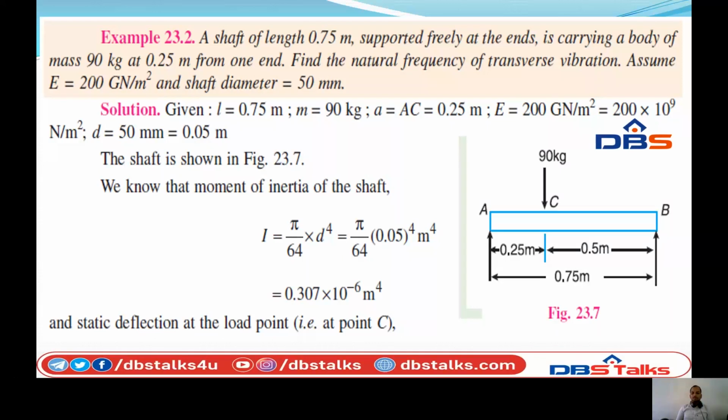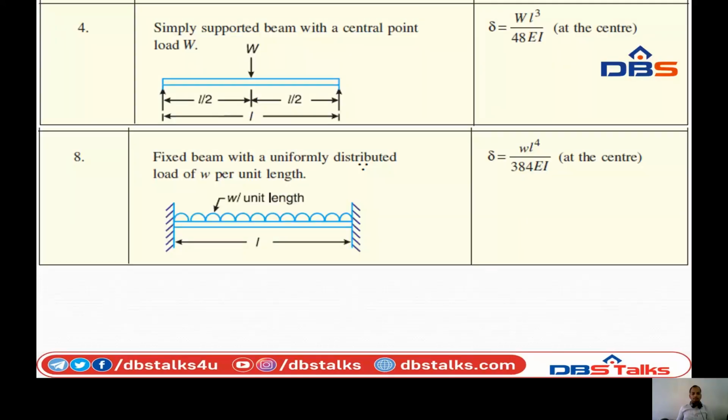Then for this condition, the delta value, the static deflection at the point load for a freely supported beam. What is the formula? Already we discussed so many varieties of formulas. So if you go there, this is called simply supported, with the weight at the center.